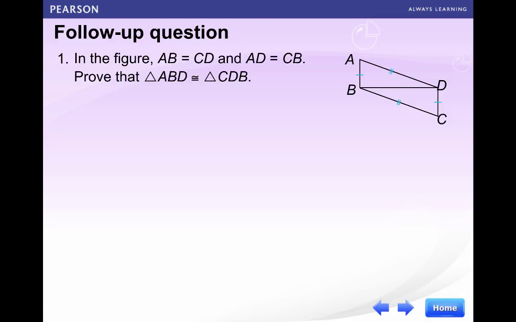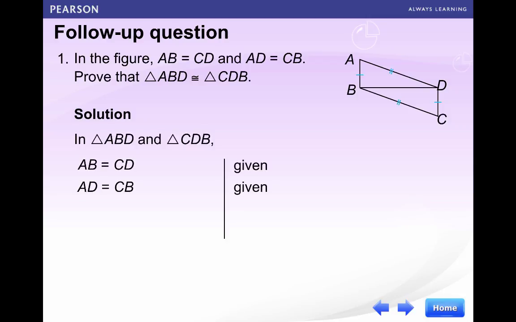Look at this figure. We try to prove that these two triangles are congruent. It's very easy. In these two triangles, these two pairs of lines are given, and one of the lines will be the common side. So these two triangles are congruent. And the reason is, yes, it is SSS.